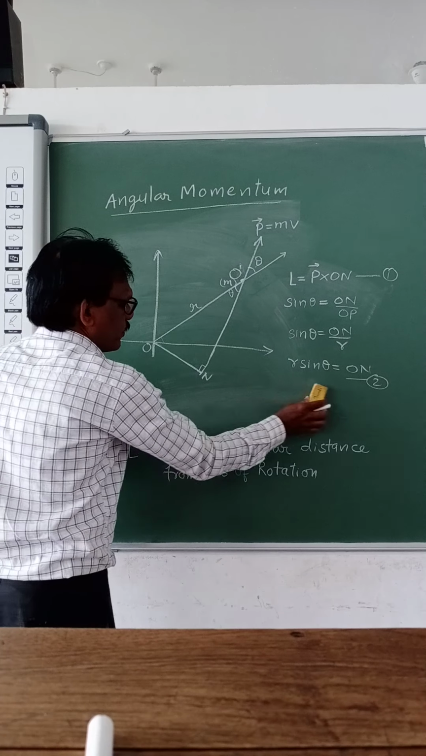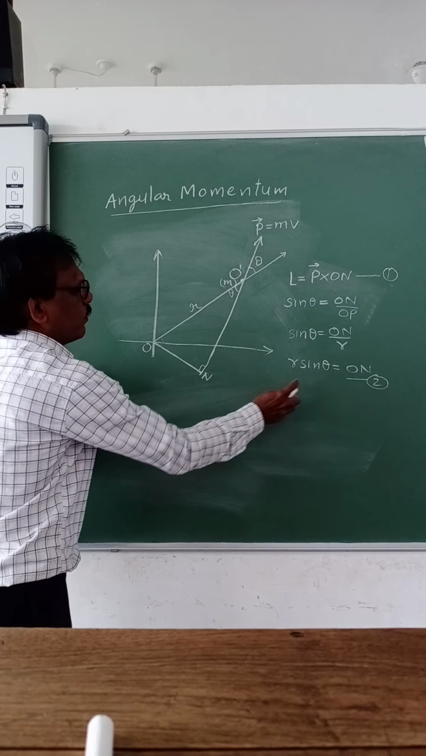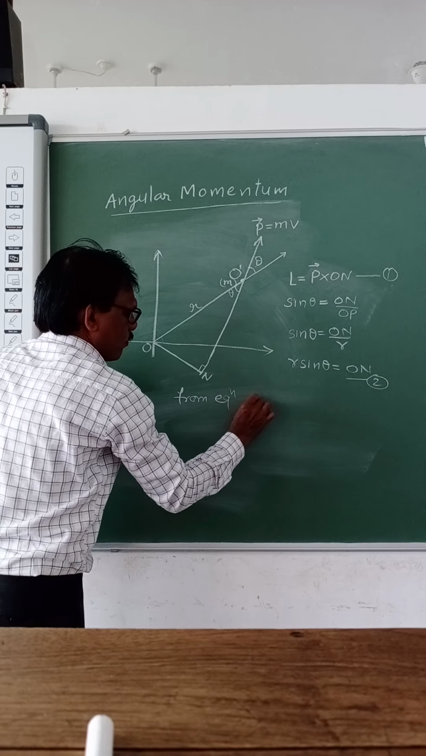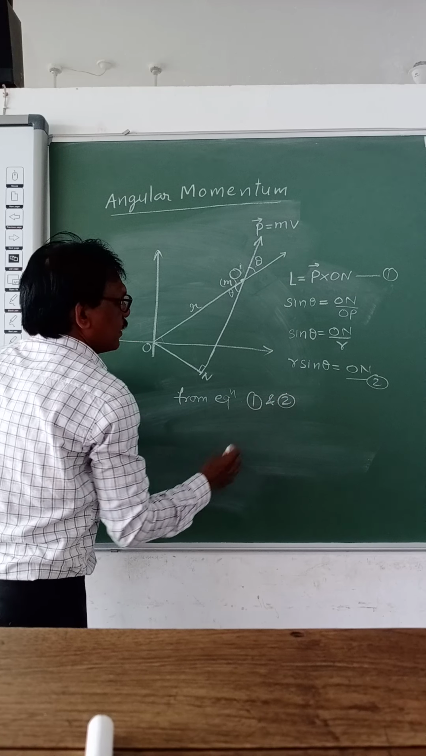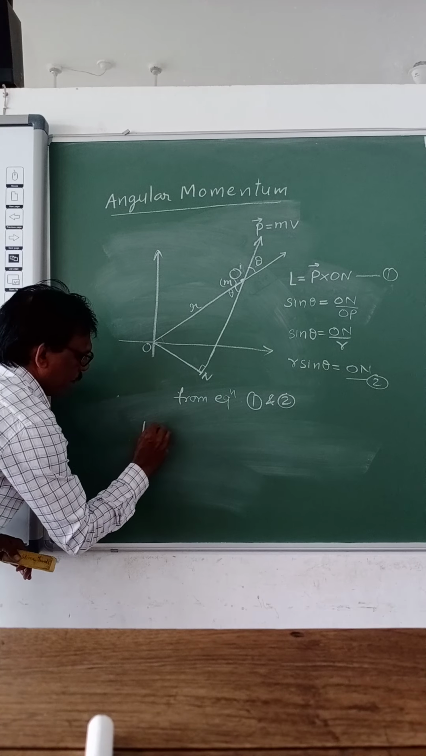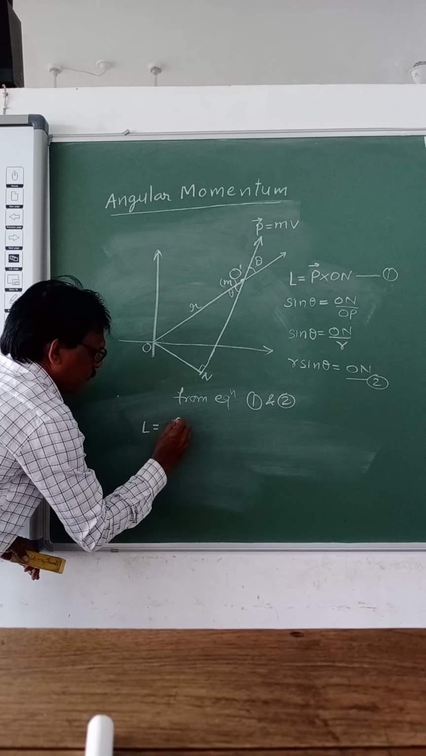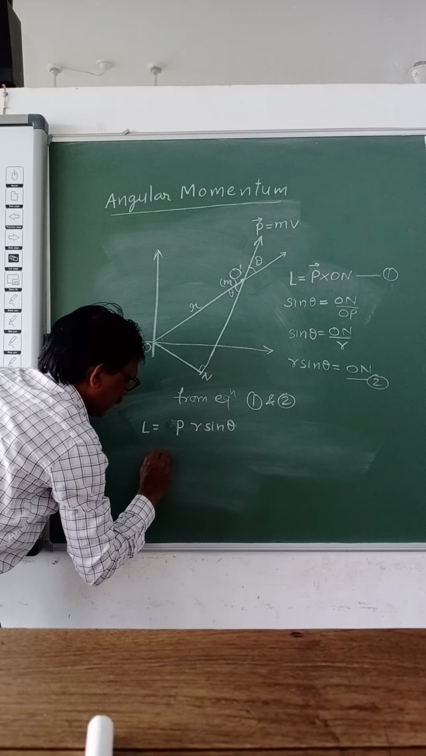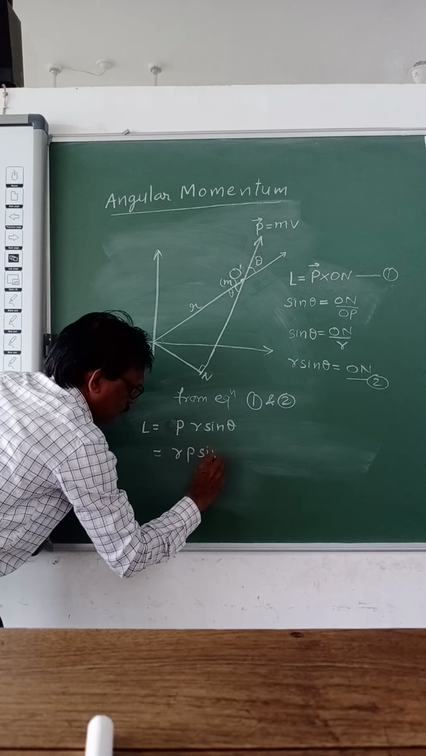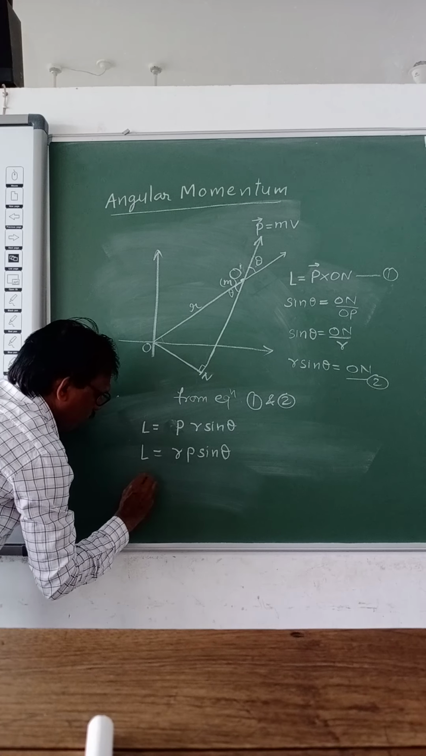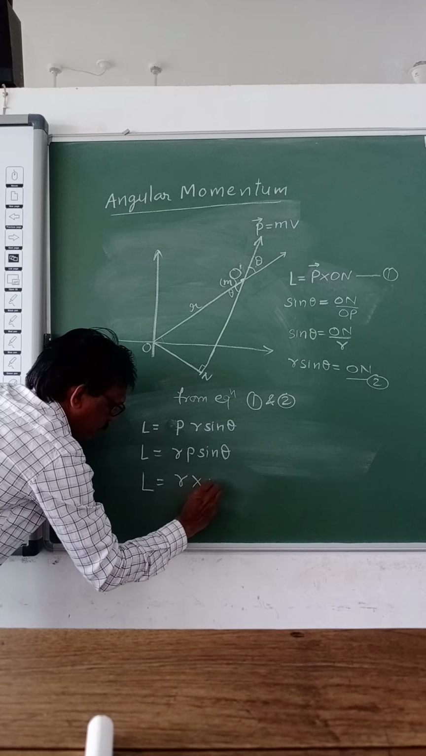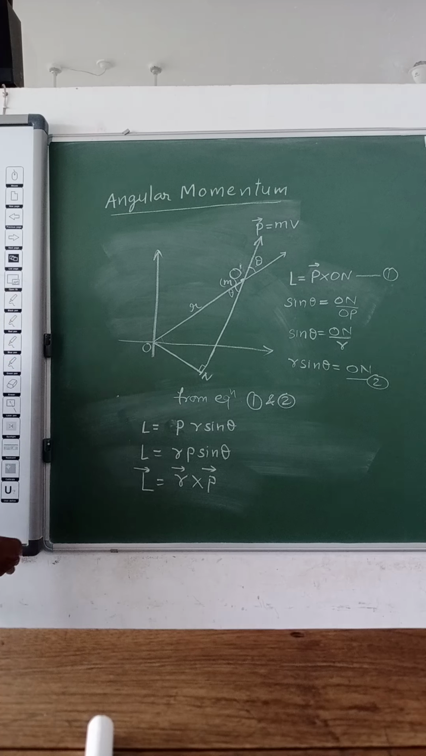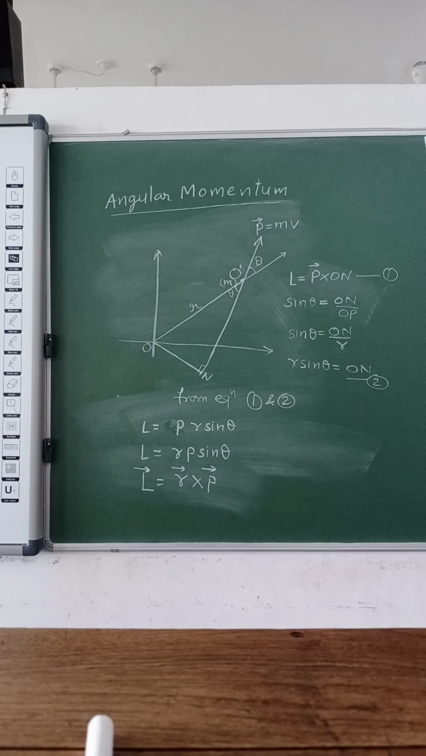Now we can use both the equations. When we put the value of ON from equation 2 into equation 1, we will get L equal to R P, where ON is R sin theta. We can write R P sin theta, and this is equal to L, or we can write L equal to R cross P. The angular momentum is equal to linear momentum into perpendicular distance from the axis of rotation. L equals R cross P.